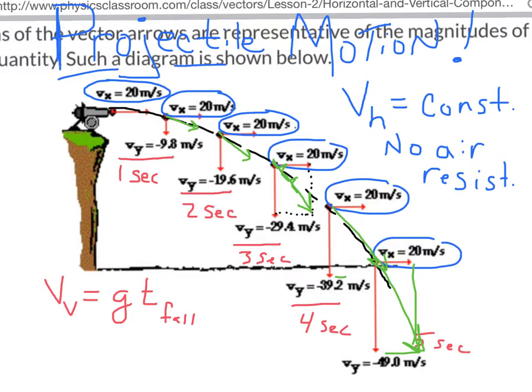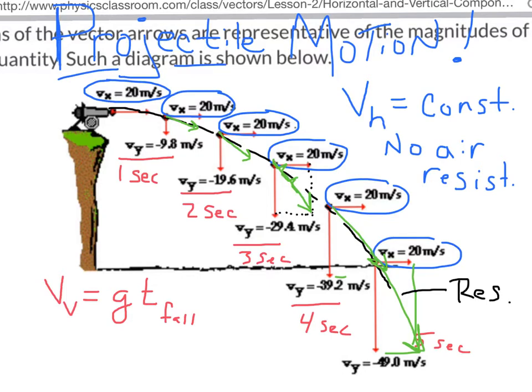So the important thing to note is that as time goes on, you notice that our resultant vector, the green vector, is getting more and more vertical. So this is my resultant. And it's getting more and more vertical because this vertical velocity vector keeps getting bigger and bigger and bigger. The horizontal is staying constant, the vertical is increasing, so it's getting bigger.